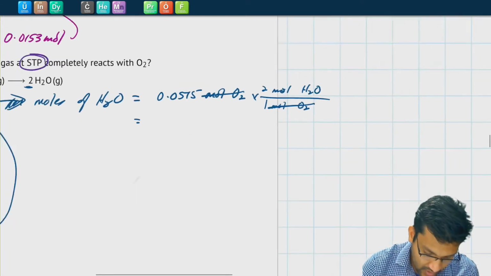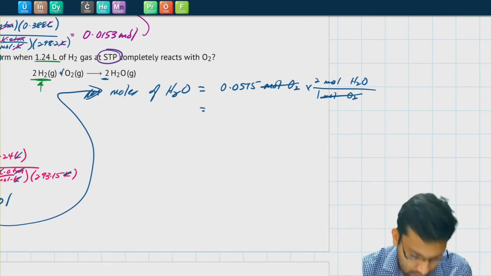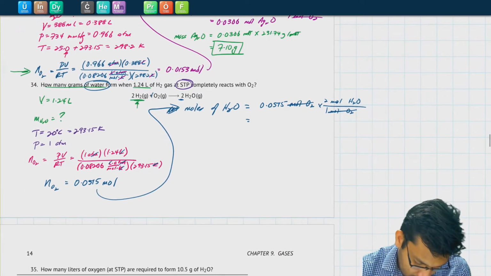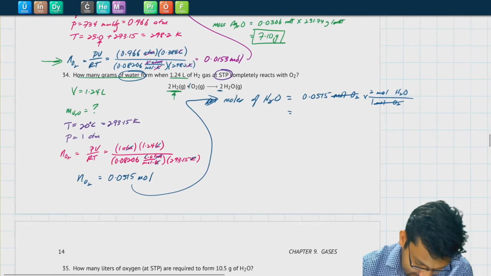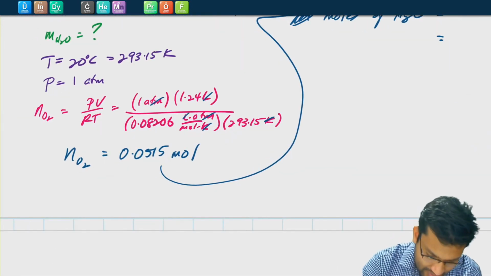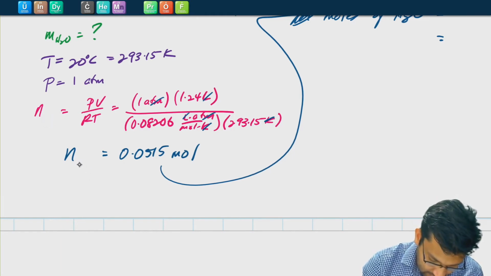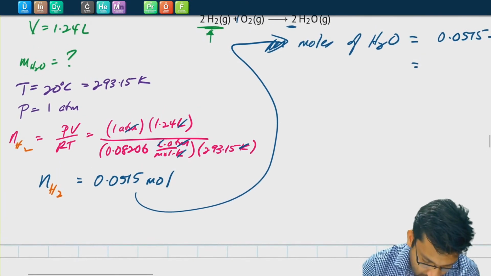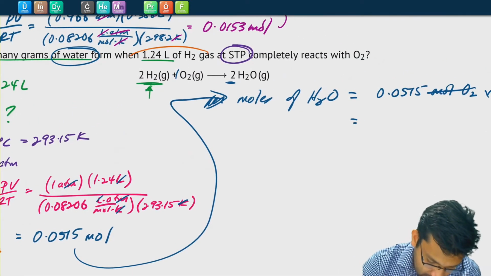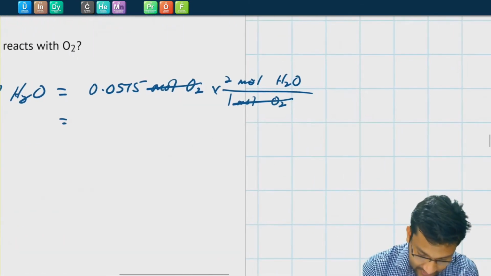So the moles of water is, let's see, I multiply all of that by... oh, sorry. This is the number of moles of hydrogen. There we go. I thought something seemed weird. Hydrogen, because it's 1.24 liters of hydrogen gas. I don't know where I was getting oxygen from.